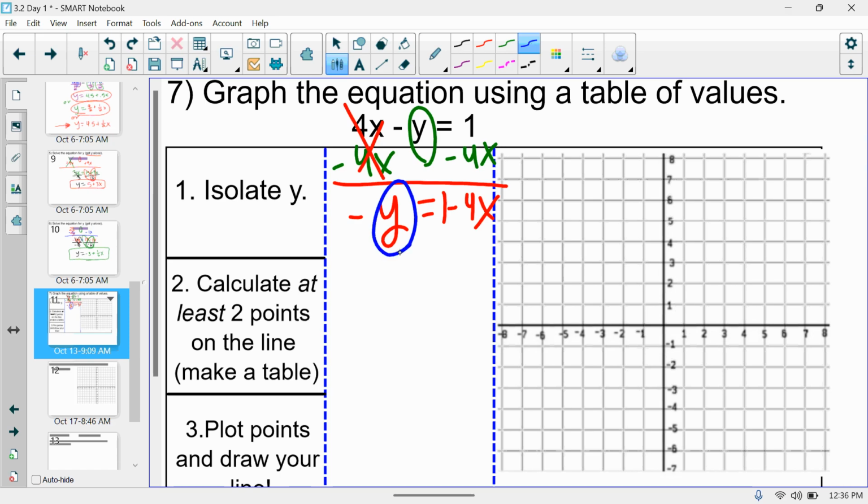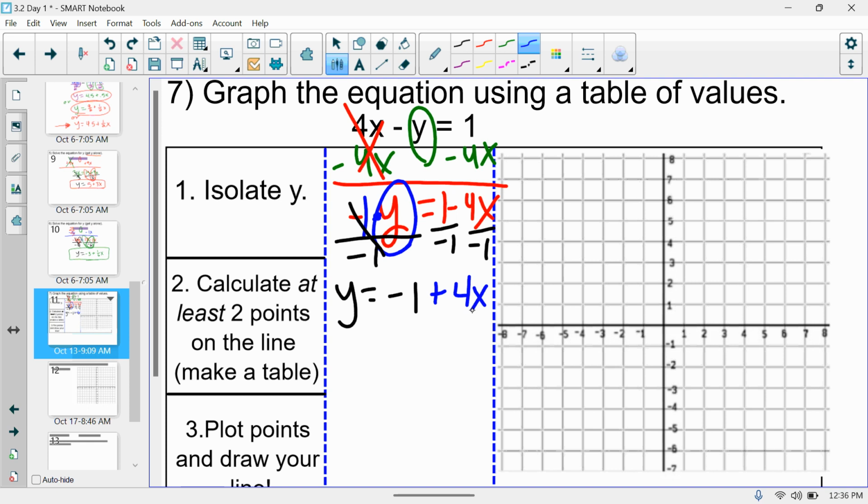What does that mean when there's a negative sign in front of it, Elise? Yeah, it's like a negative 1 times y, and the opposite of multiplication is division. So we have to divide all of these things by negative 1. So that's going to make it 1 divided by negative 1, it's going to be negative 1. And then remember that it's negative 4 divided by negative 1, so that's going to make it plus 4x. Okay? So that's step 1, get y alone.